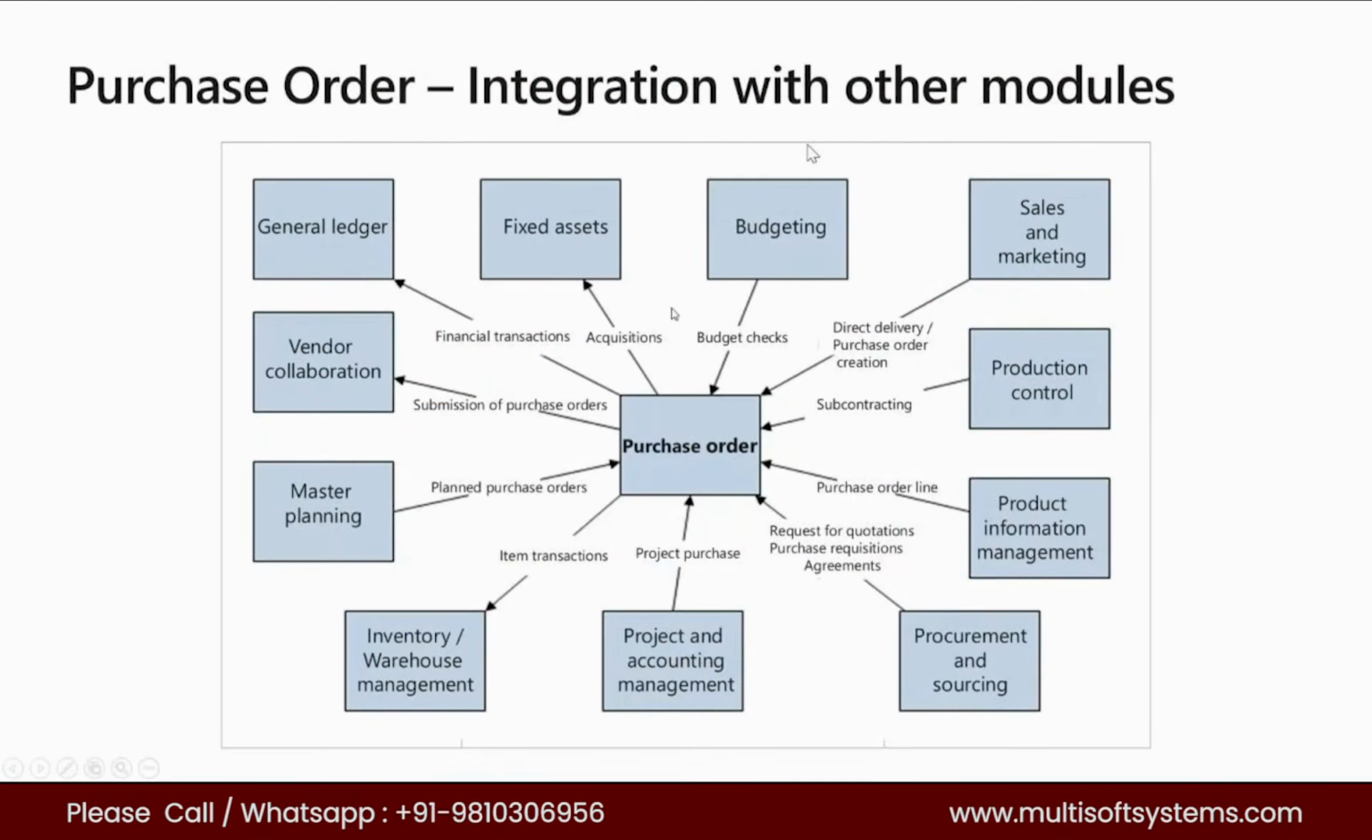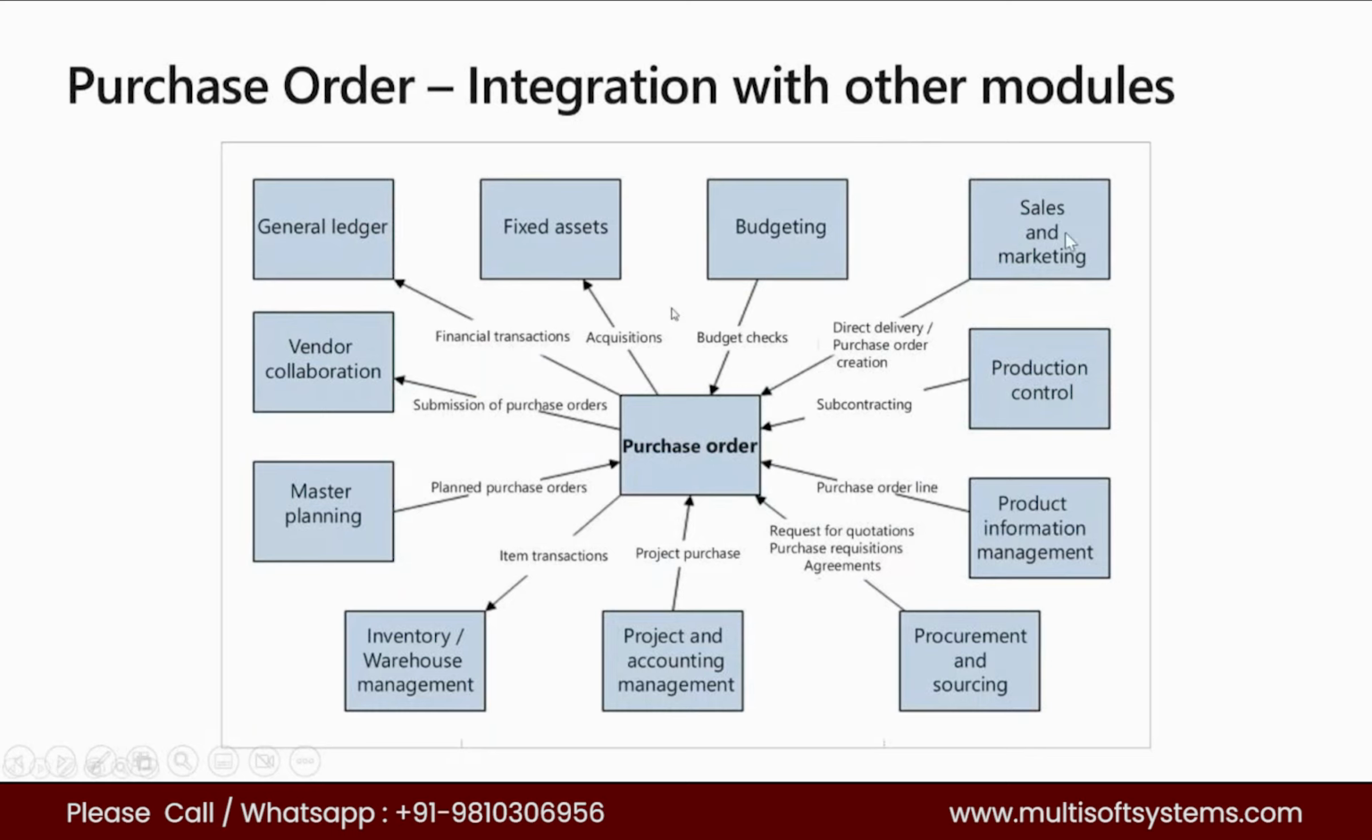Okay, which activities are integrated with the purchase order? If you are doing a purchase order, what all is integrated with it? First would be our general ledger, GL. GL would be the first one to be affected. Then fixed assets, budgeting, sales and marketing.